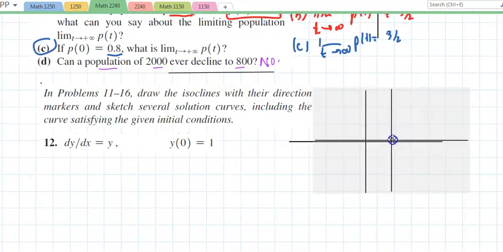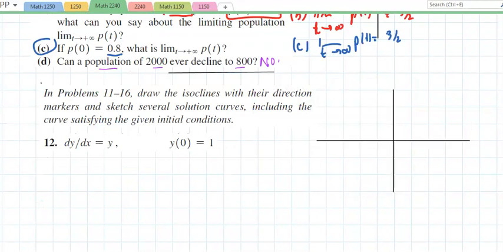The last problem up, I want to tackle number 12. It says draw the isoclines with their direction markers and sketch several solution curves, including the curve satisfying the initial condition. Alright, so dy/dx equals y, this is x, this is y. Set this equal to 0, y equals 0 is the equilibrium, right? That's like the critical value.